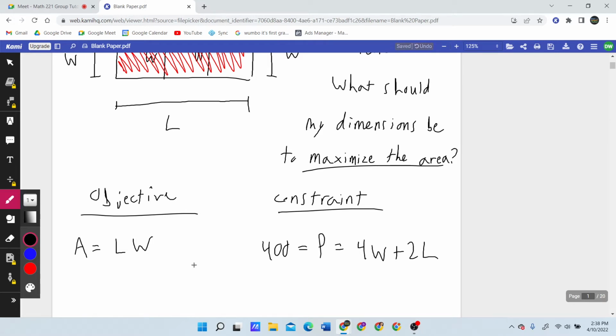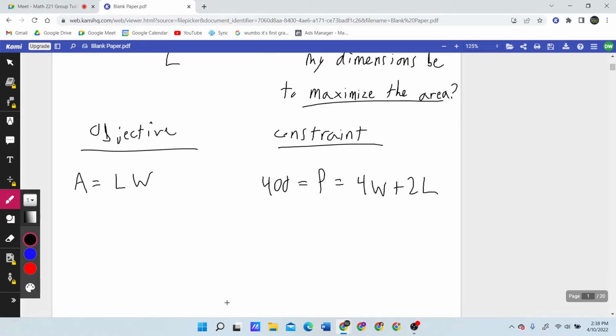Okay. So now what I'm going to say is I have two unknown variables, length and width. I want to get it down to one variable. So what I'm going to do is solve my constraint equation for one of my variables. The equation I'm going to choose is, let's say, solve for L. So I would say 2L is equal to the number 400 minus 4W.